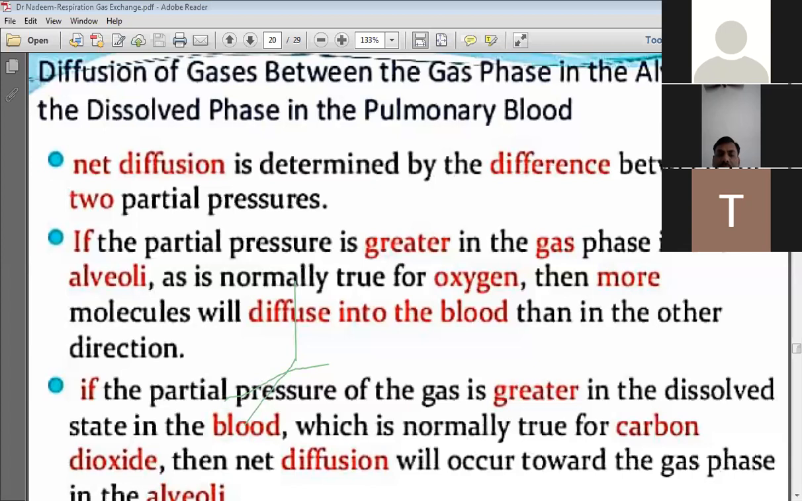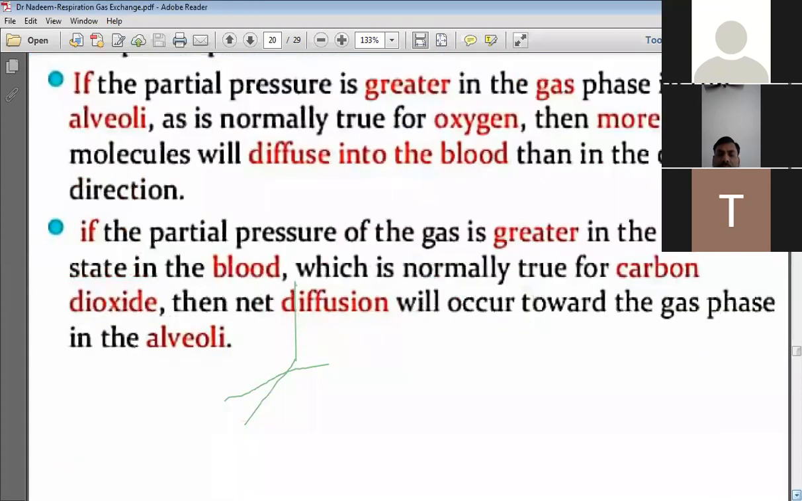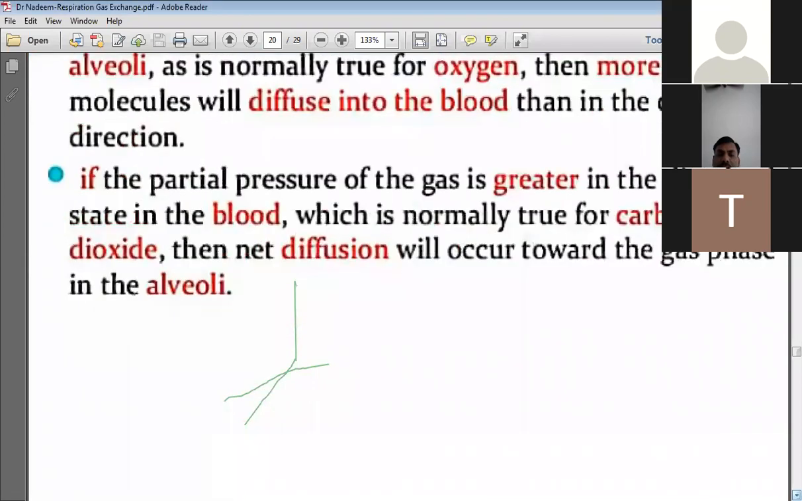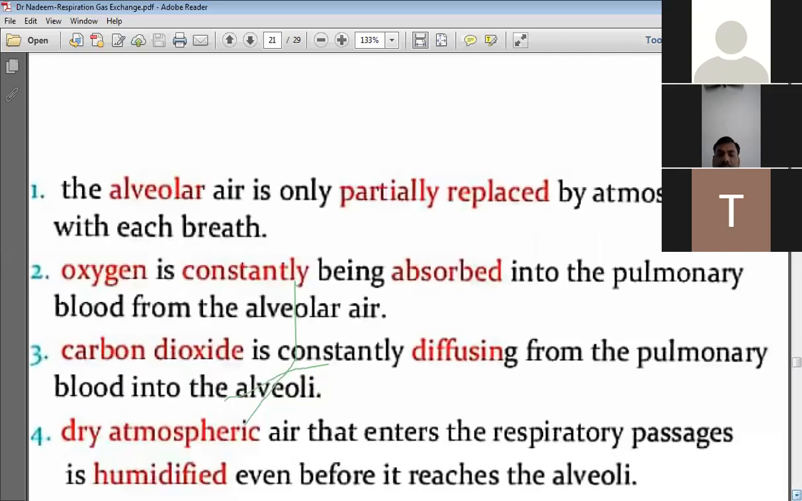In comparison, for carbon dioxide, the partial pressure of this gas, that is CO2, is greater in the dissolved state in the blood. So it is moving in the opposite direction. That means it will move from the blood capillaries to the alveoli. Then it is exhaled out of the body.